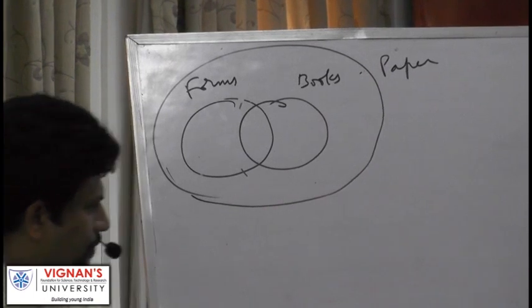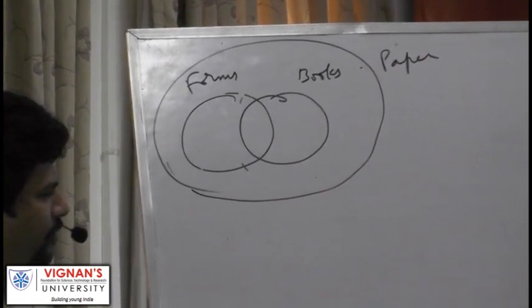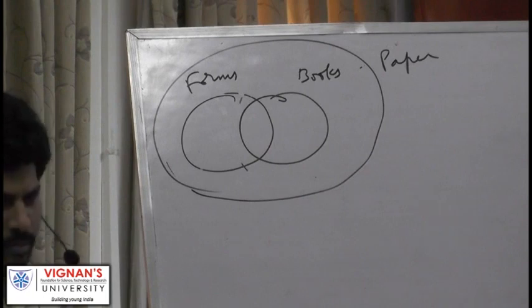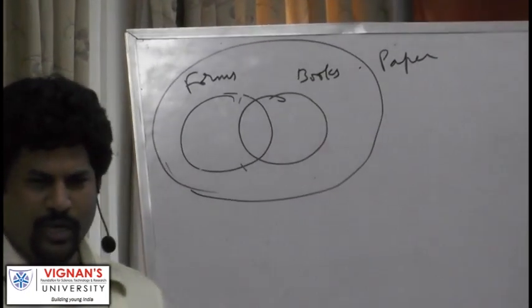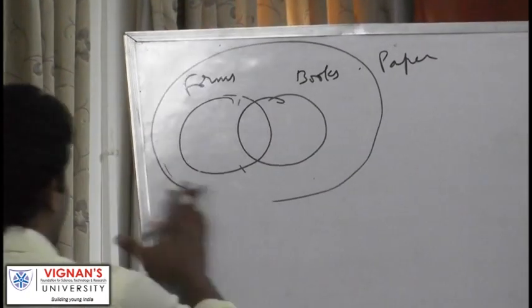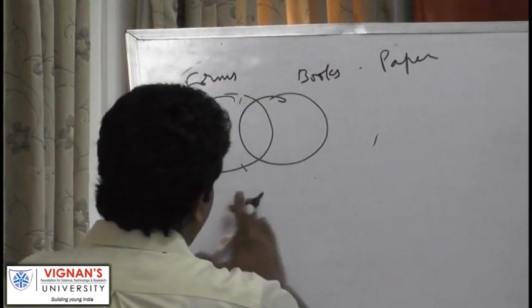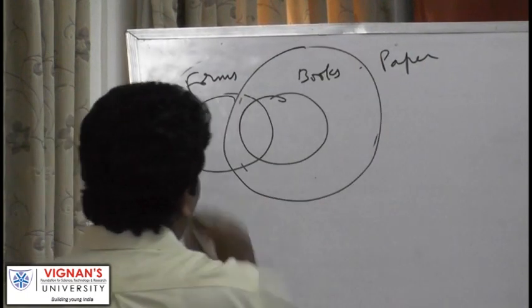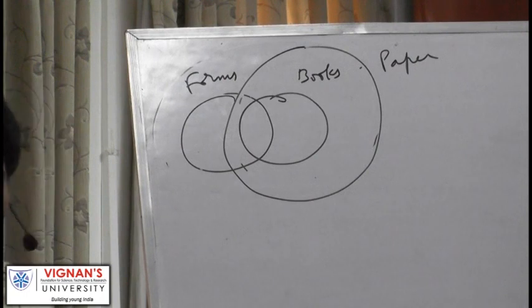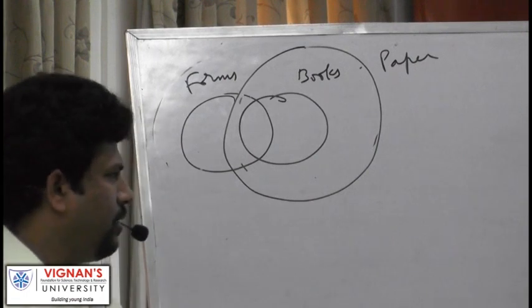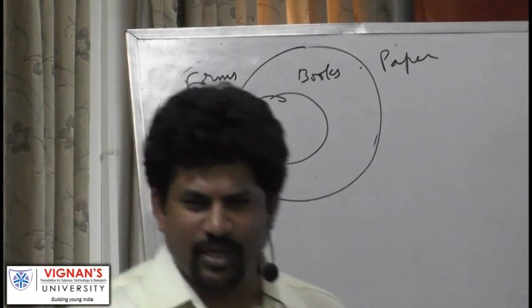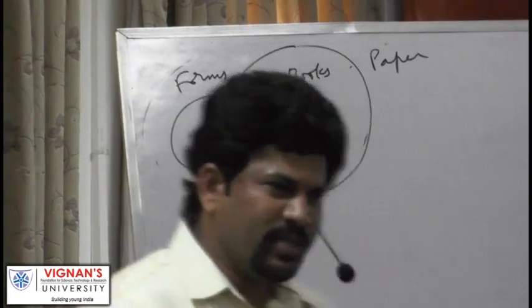Next one. No forms are made of paper. That is false in the basic diagram itself. No forms are made of paper. How can it be? False. Last one. So what is your answer? Statement 1 is correct.